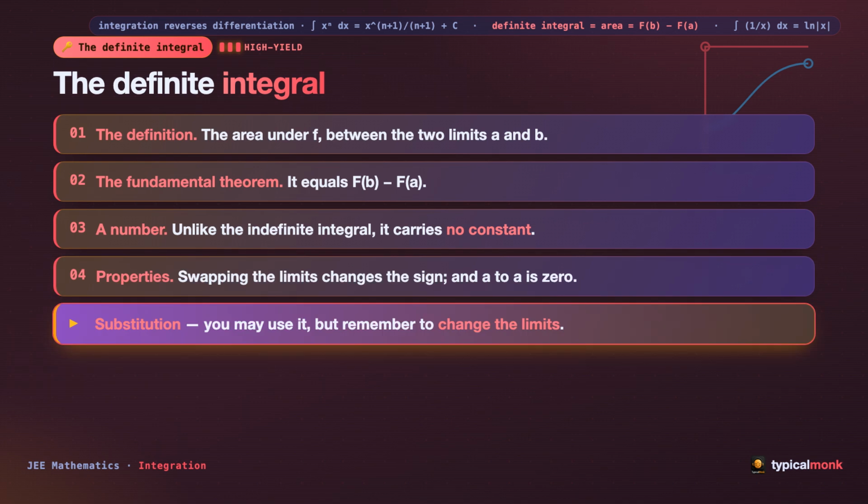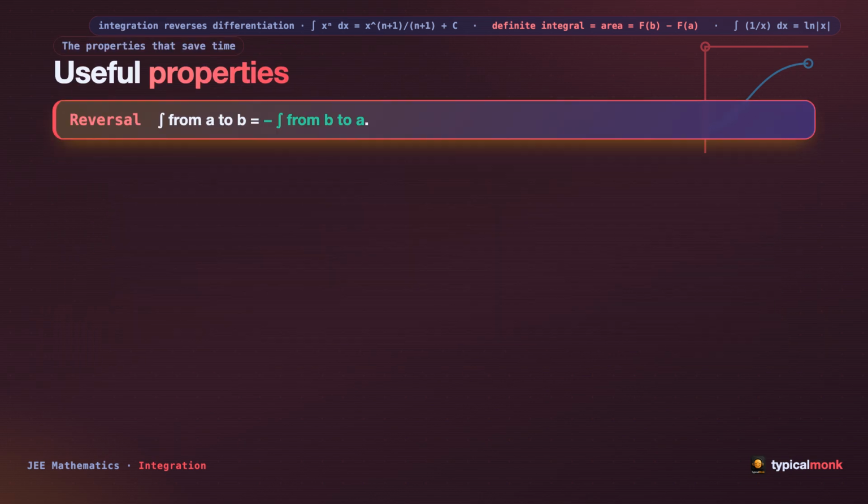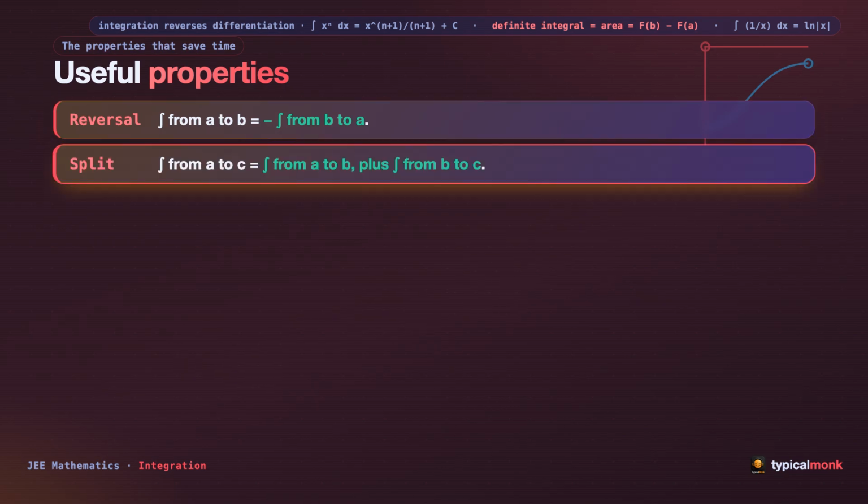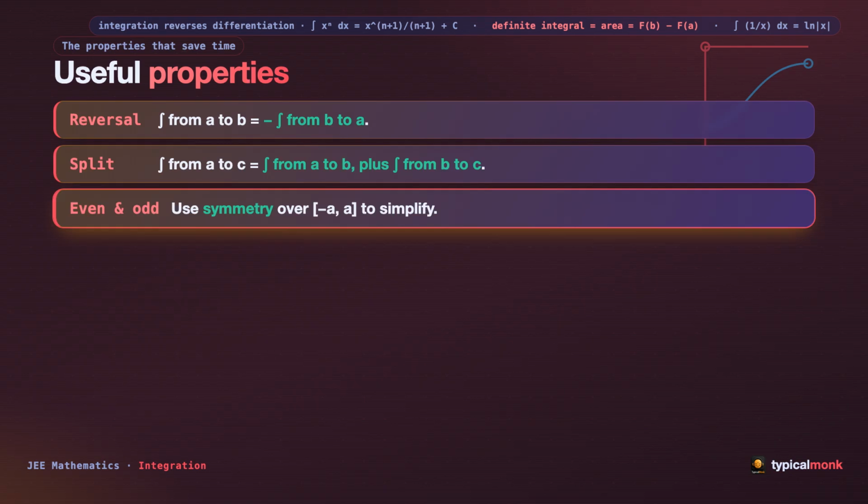Substitution. You may use it, but remember to change the limits when you change the variable. Now a few properties that save time. Reversal: the integral from a to b equals minus the integral from b to a. Split: the integral from a to c equals the integral from a to b plus the integral from b to c. Even and odd: use the symmetry of the function over the interval minus a to a to simplify.